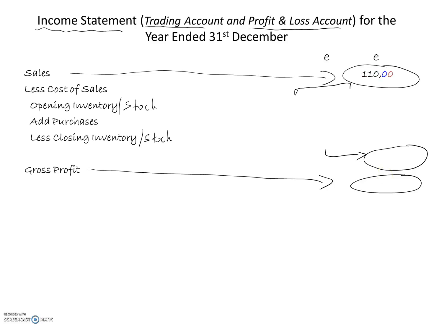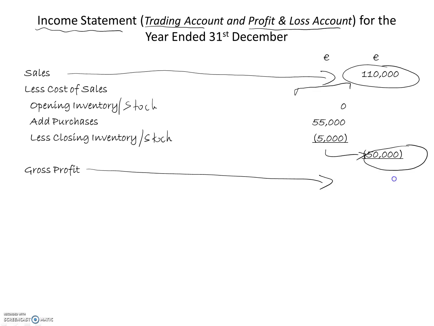So just popping in the numbers, sales 110,000, opening inventory for stock, 0. Add on the purchases. So from the trial balance, we see the purchases come to 55,000. Take away the closing inventory or stock, which we see from the note is 5,000. And then we have the 55,000 minus the 5,000 gives us 50,000.